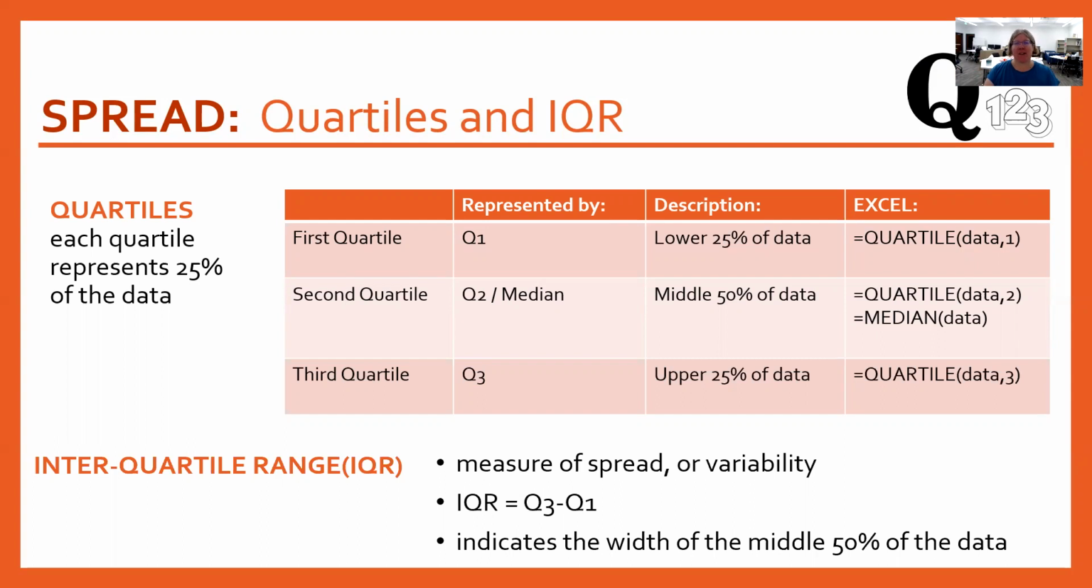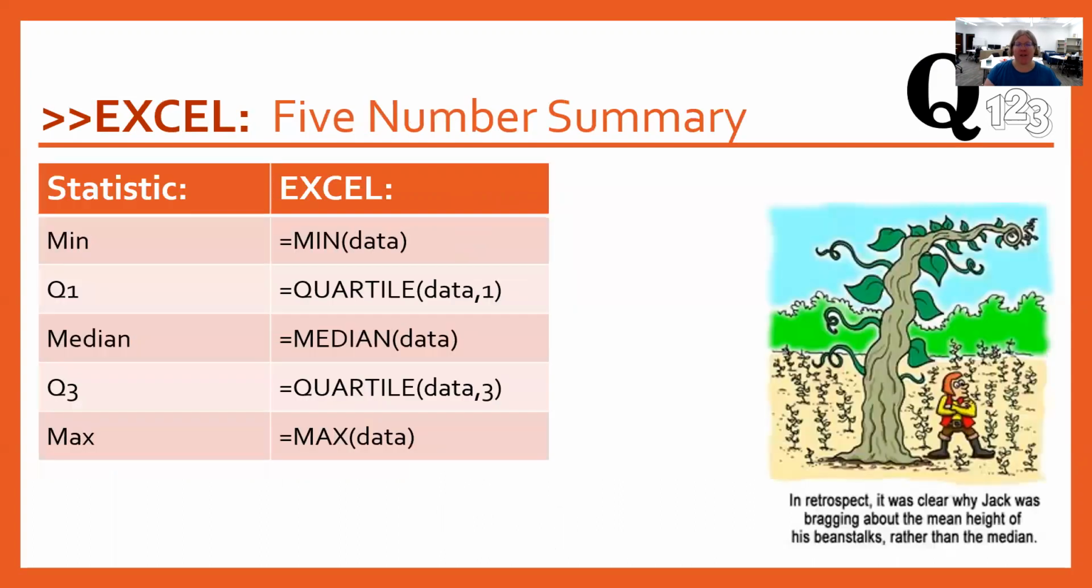All right, so we're going to put this all together. It's something called the 5-number summary. So there are 5 parts to the 5-number summary. They are the min, Q1, so that first quartile, then the median, or the second quartile, the third quartile, Q3, and then the maximum value.